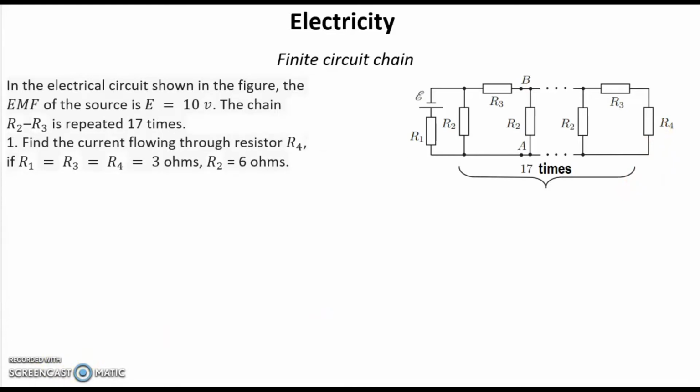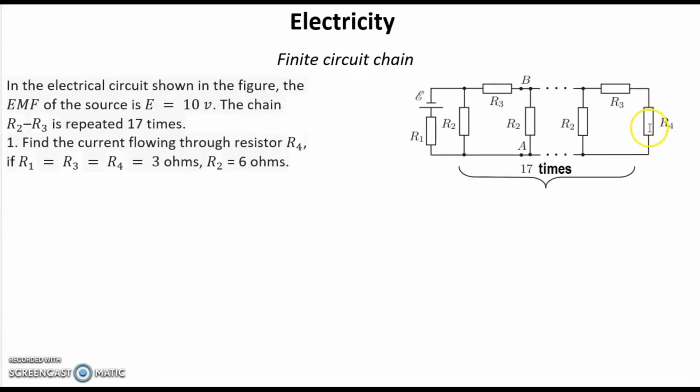Solution. Question number 1. Find the current through resistor R4 if R1 equals R3 equals R4 equals 3 ohms and R2 equals 6 ohms. When we deal with circuits like this, where we have repeated chains, we have to find what kind of recursion we can use here. Let's try from the right side.